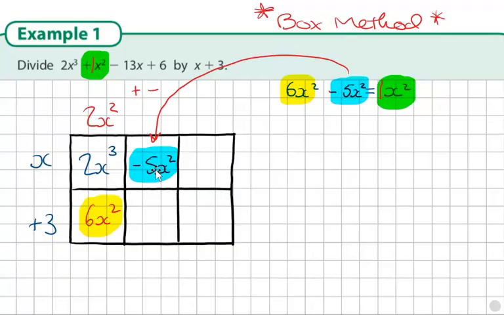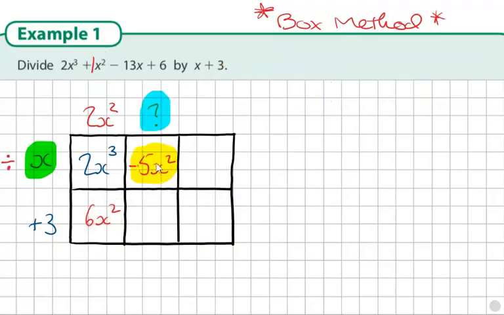So we go again, we repeat the process. We're trying to figure out what goes on top here. So you can see I have the division symbol drawn in. So we want to have a think about how we are going to go from minus 5x squared. We're going to divide by x, and we want to figure out what the answer is. So minus 5x squared divided by x, and what does that give us?